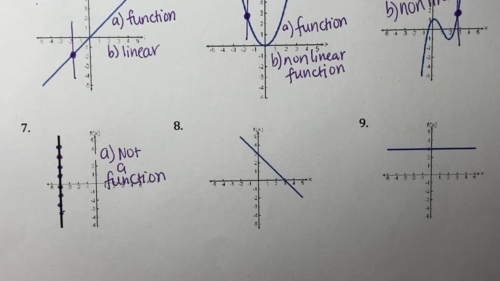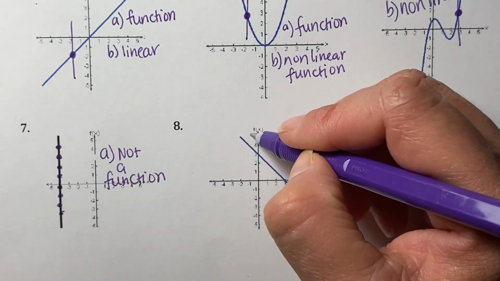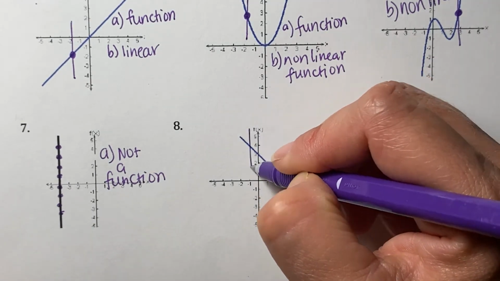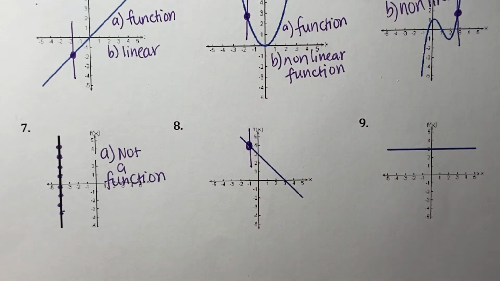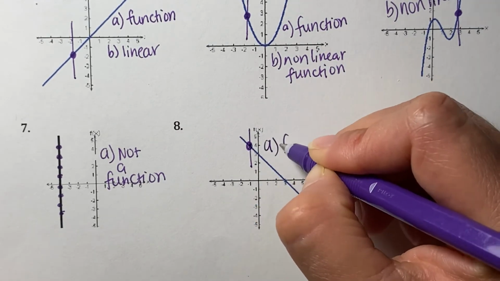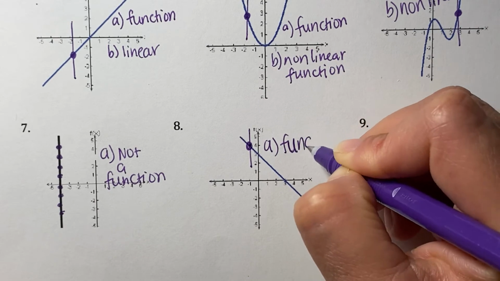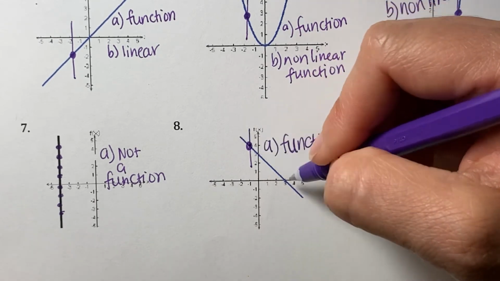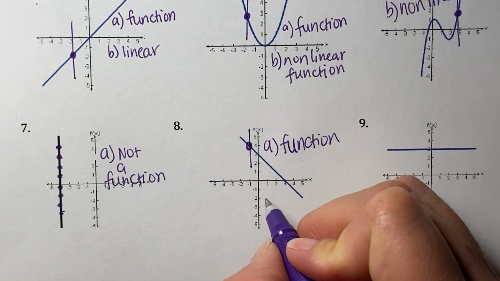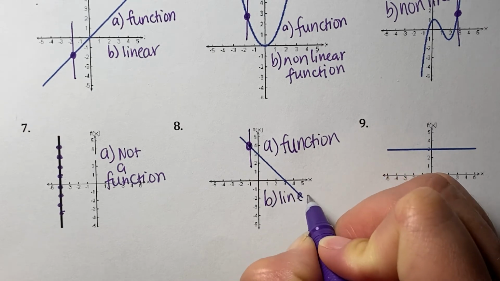Example number 8. You draw a vertical line, it hits your graph once. Yes, it's a function. And it's a straight line decreasing from left to right. So it is a linear function.